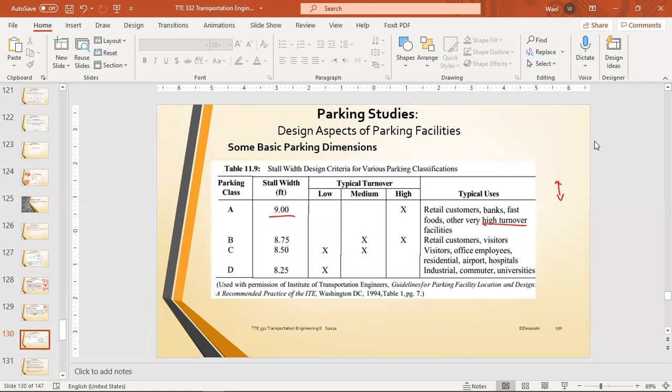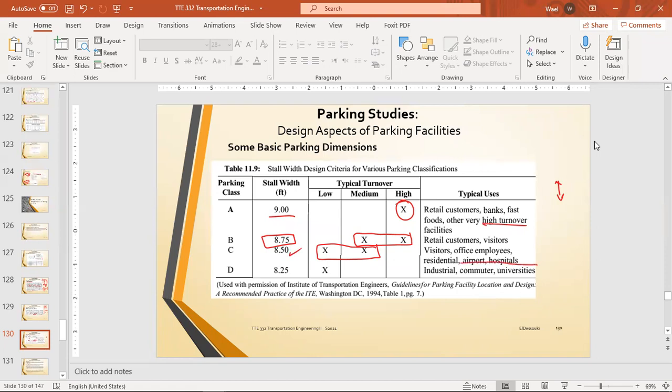And the typical turnover is high. Class B, that's for visitors and clinics, something like that, for high and medium turnover. So we use this stall width, or the width of the parking spot, of 8.75. For visitors, office employees, residential, airport, hospitals, drivers are not in a rush, so that's low to medium turnover. We have a stall width of 8.5.